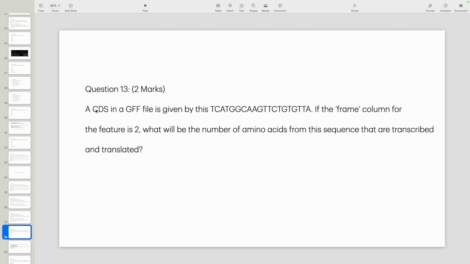So CDS is the coding sequence where the protein is getting synthesized. We are given the CDS sequence, and it is given that the frame column for the feature is 2. You need to remember what it means when a feature has frame 2. Now you have to answer what is the number of amino acids that are being coded by this CDS.